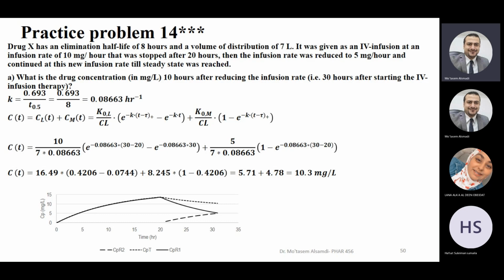...was given as an IV infusion at an infusion rate of 10 milligrams per hour that was stopped after 20 hours. Then the infusion rate was reduced to 5 milligrams per hour and continued at this new infusion rate till steady state was reached.